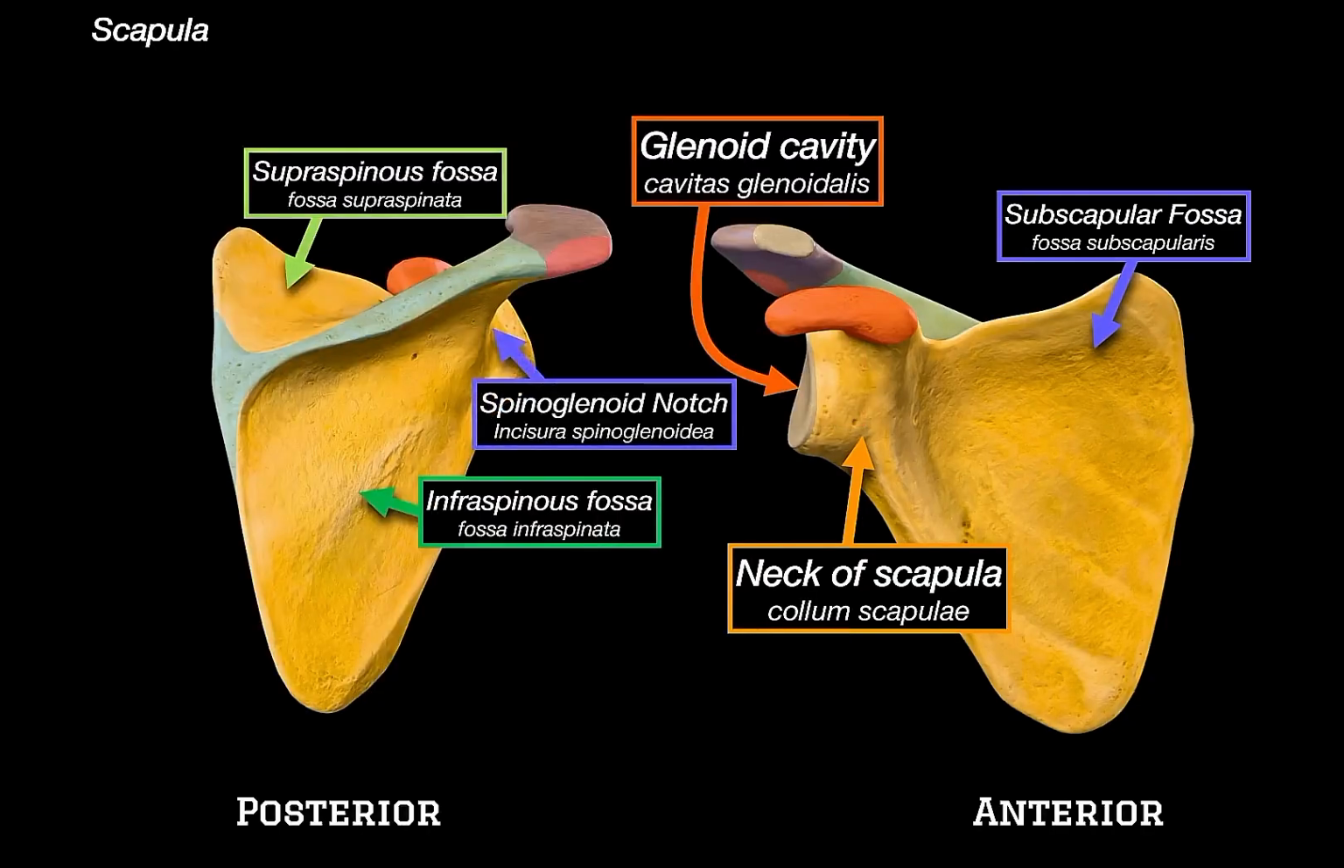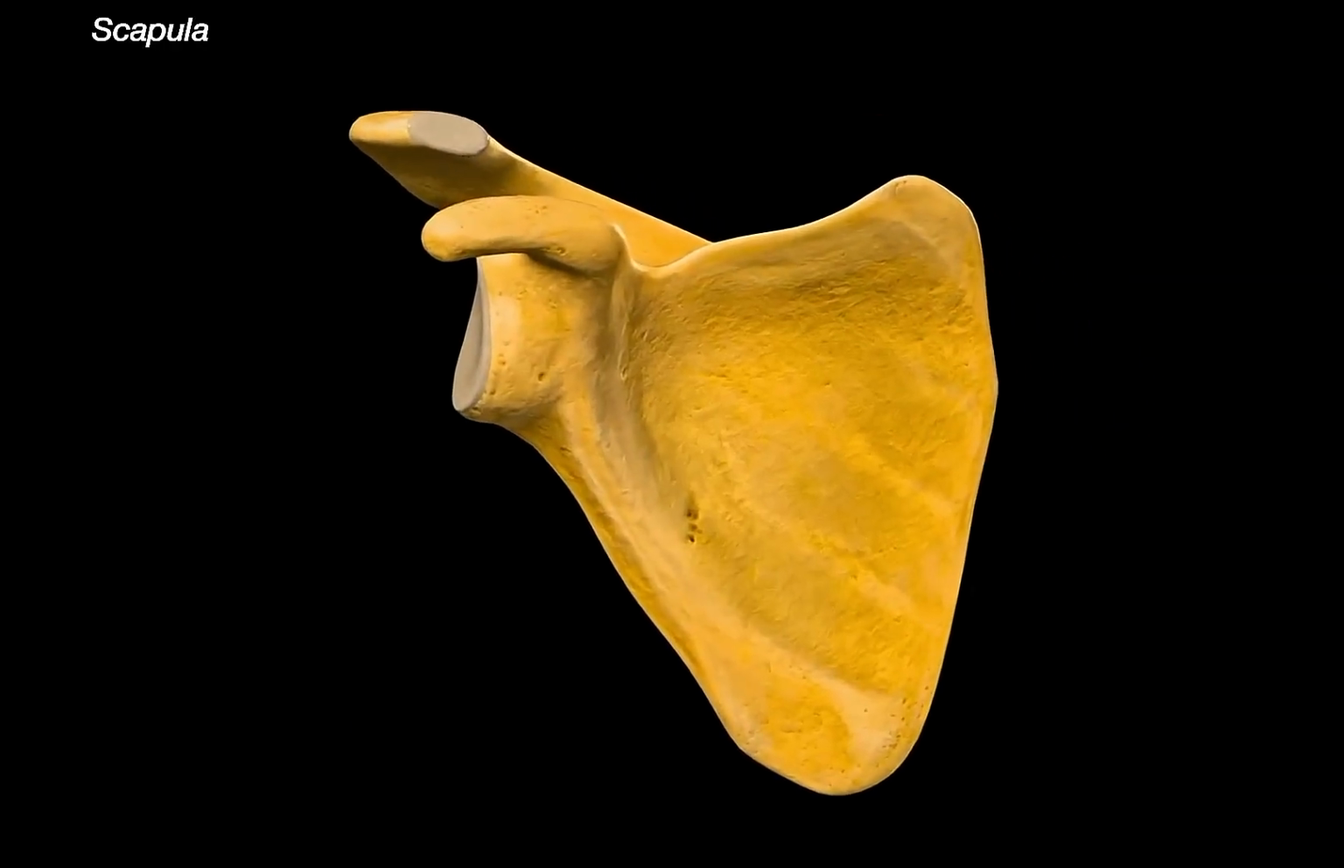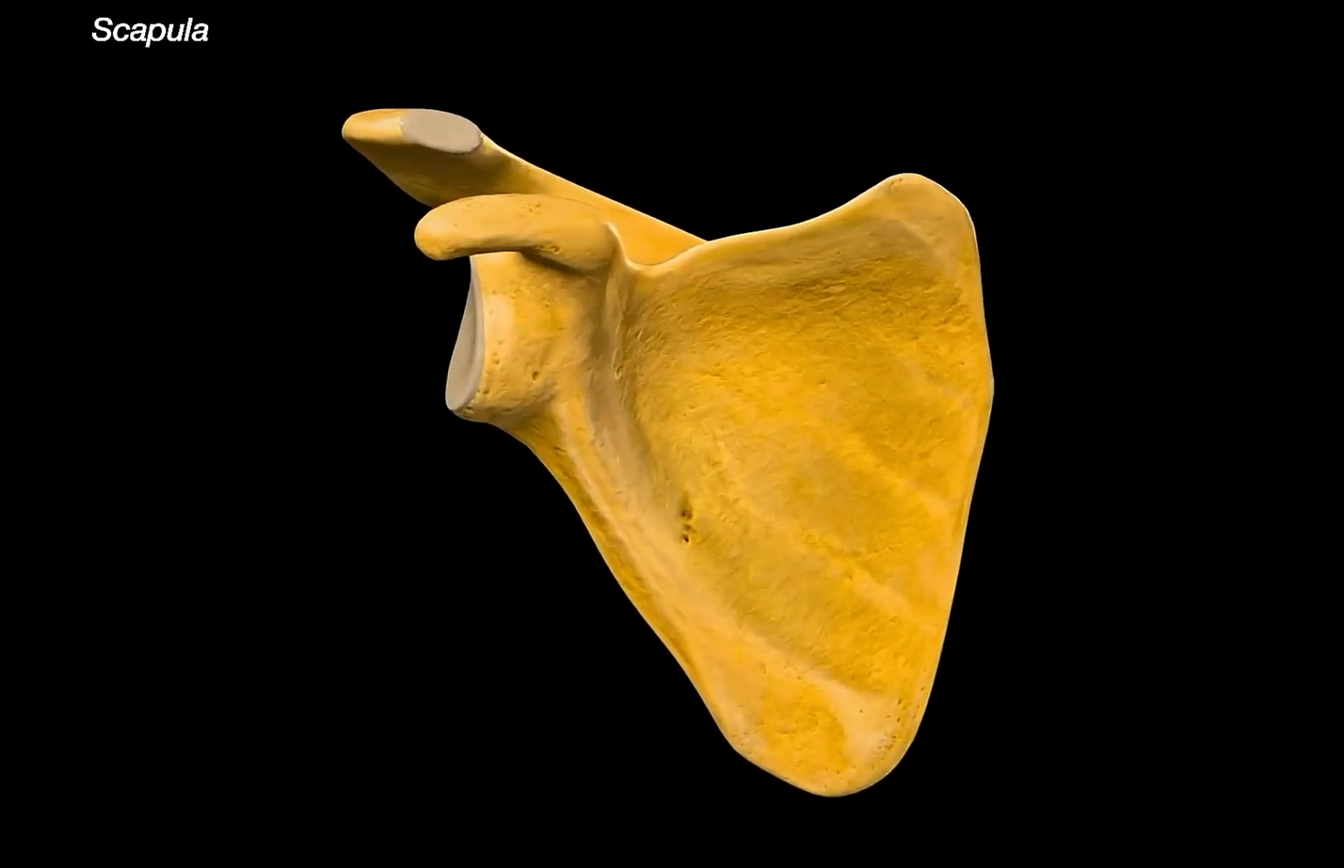Sphenoglenoid notch. Another structure on the posterior side is the sphenoglenoid notch, located near the junction of the spine and the glenoid cavity. This notch allows passage of the suprascapular nerve and blood vessels as they travel toward the infraspinatus muscle. Borders and angles. Now let's examine the edges and angles of the scapula.